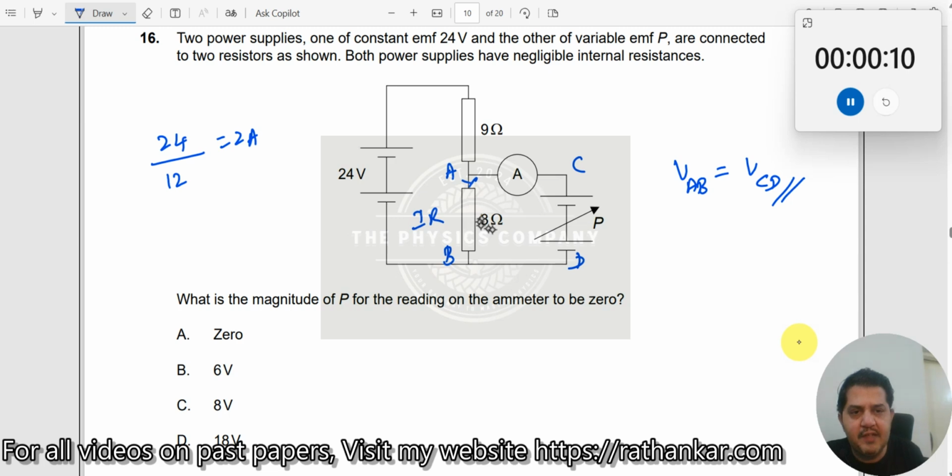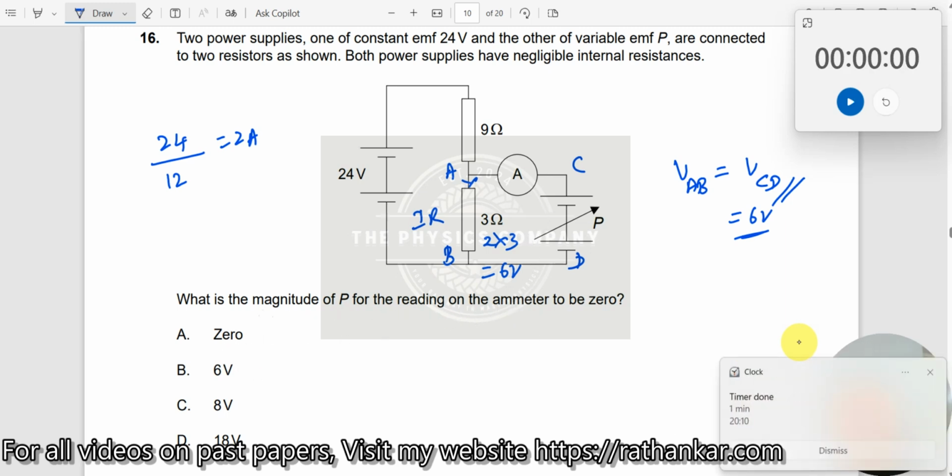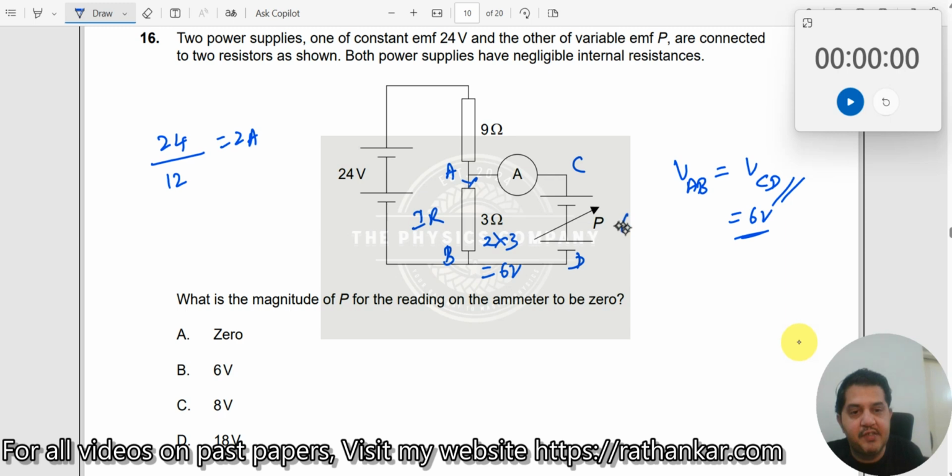The potential difference across this is nothing but 2 into 3, Ohm's law, which should be equal to 6 volt. So 6 volt is the voltage drop here. So which should also be equal to 6 volt. So the potential difference here should be 6 volt. Only then the current will be 0 here. Answer is B.